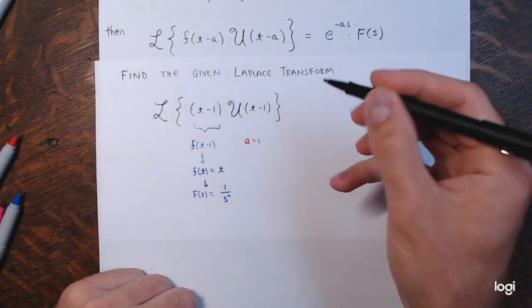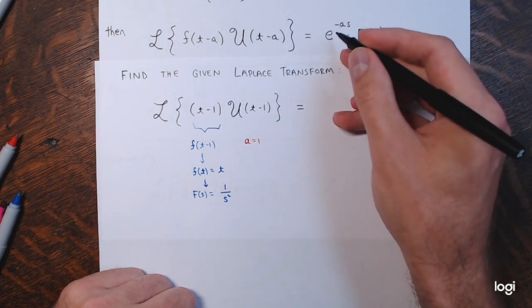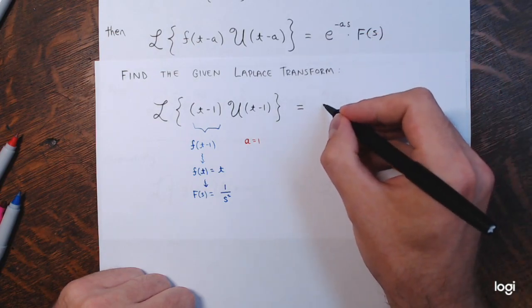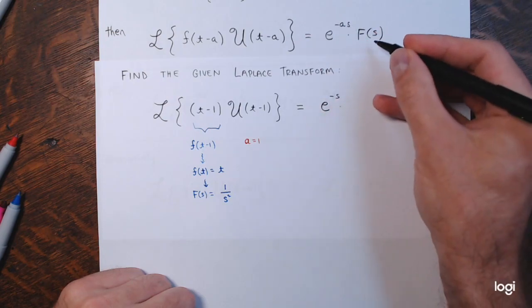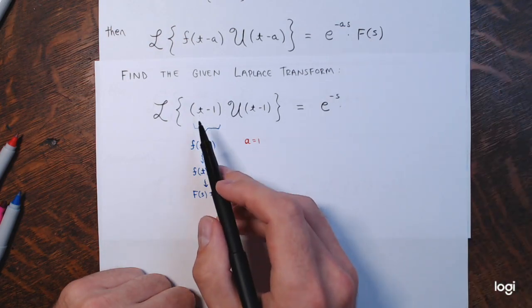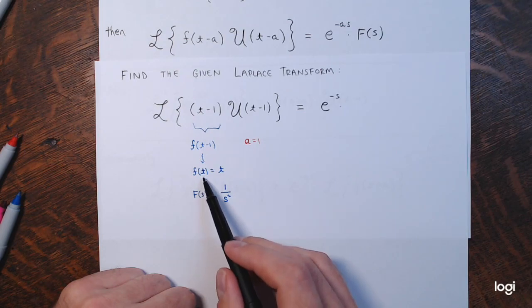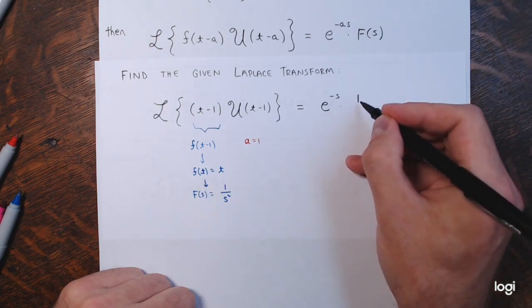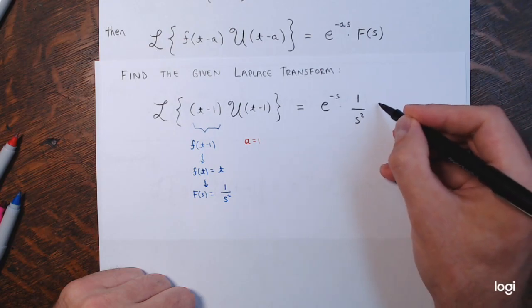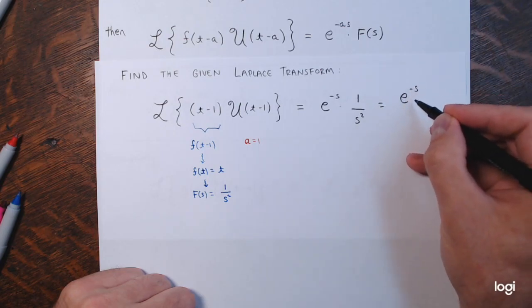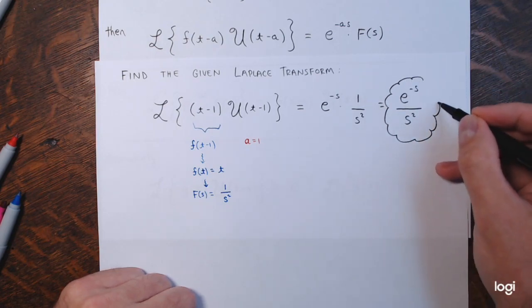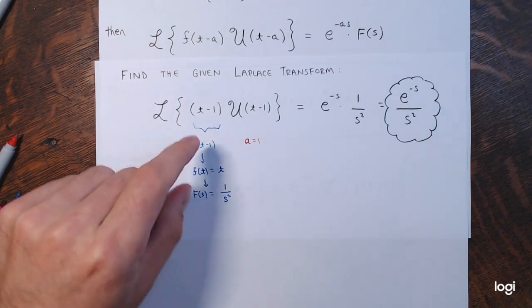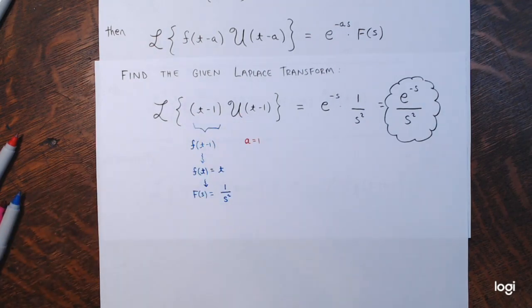So I can jump right to the Laplace transform. It'll be e to the negative 1s, negative as, times F of s, which is what we saw, the Laplace transform of t, times 1 over s squared. Or just e to the negative s over s squared. And there you go. There's the Laplace transform of t minus 1 times the unit step function at t minus 1.